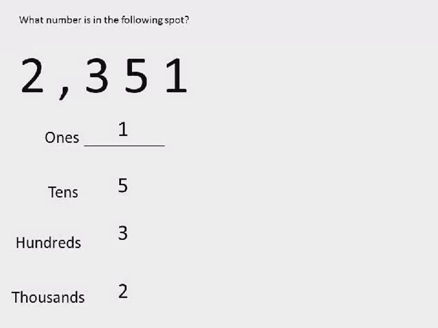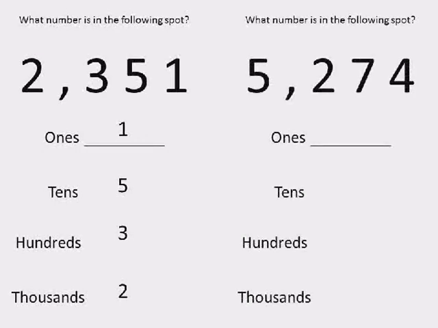So we're going to have another one of these. Now this time we have 5, 2, 7, and 4. So again, which number is in the ones place? Same for tens, hundreds, and thousands. So hopefully you got these all right again. The 4 is in the ones place. The 7 is in the tens place. The 2 is in the hundreds place. The 5 is in the thousands place. Hopefully you got them right. If you did, good job.